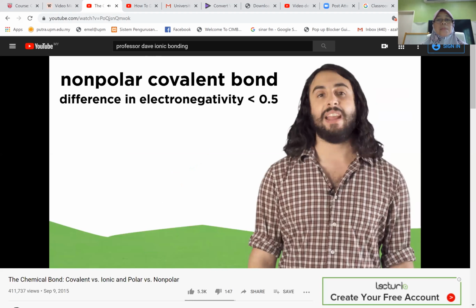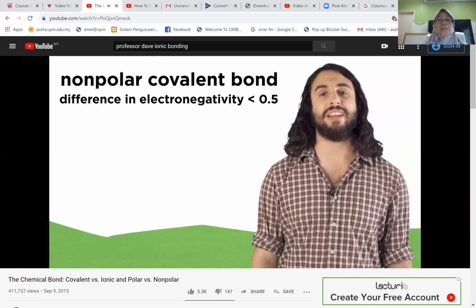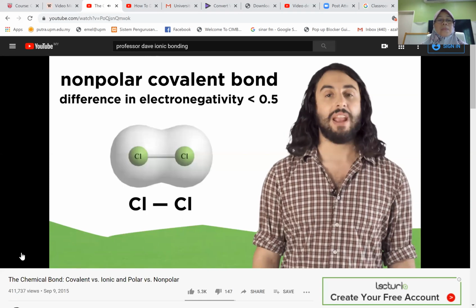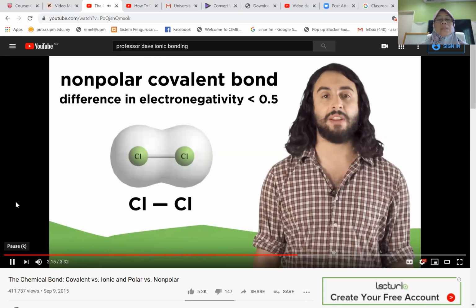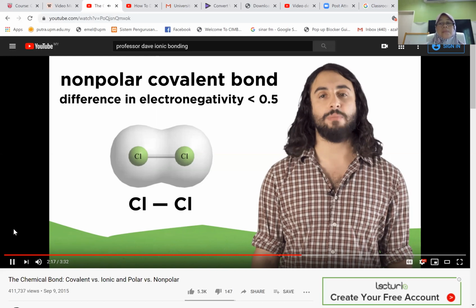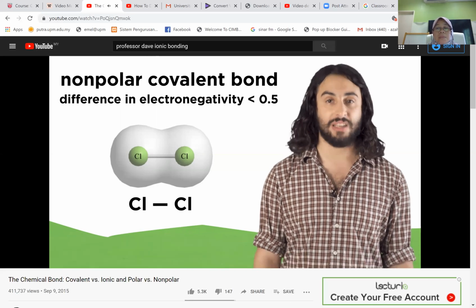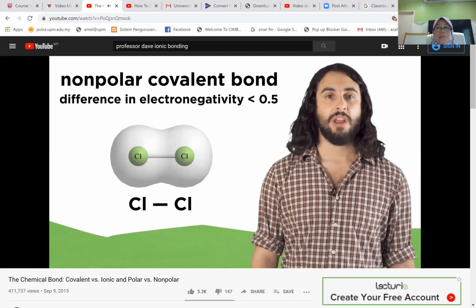If the electronegativity difference is less than 0.5, the covalent bond is said to be nonpolar. So this is another keyword. If the electronegativity difference is less than 0.5, you can see it is nonpolar, and most likely the electron cloud will be equally shared. Electrons are shared more or less evenly, or in the case of two atoms of the same element, precisely evenly. The atoms will have no partial charges at all.